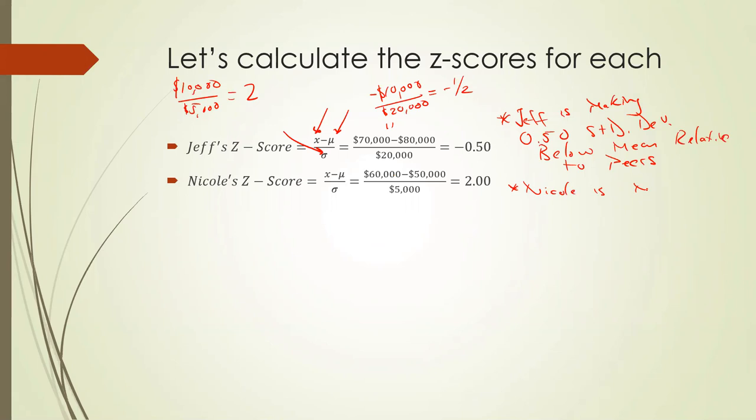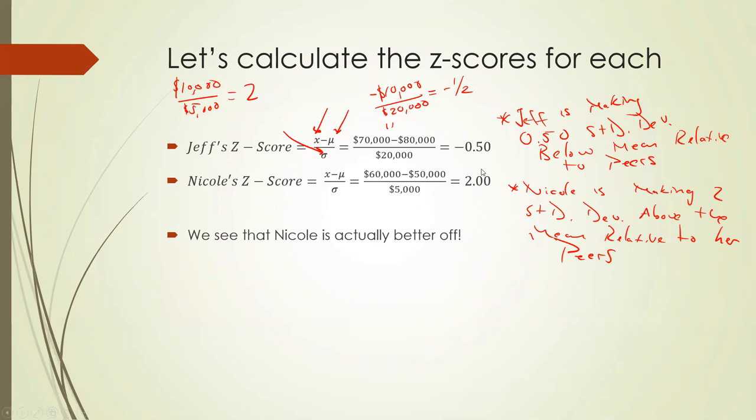Nicole is making 2 standard deviations above the mean relative to her peers. So seeing it like this, does it show a little bit better that indeed Nicole is better off relative to her peers?